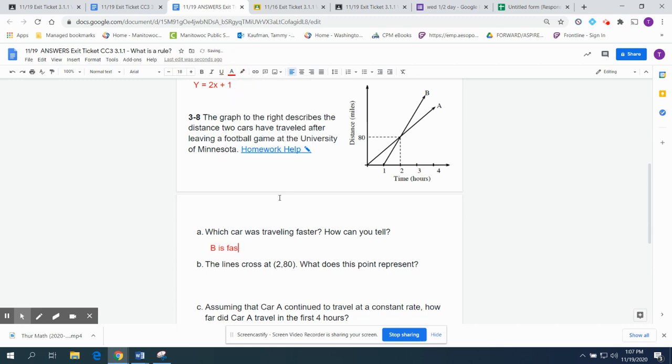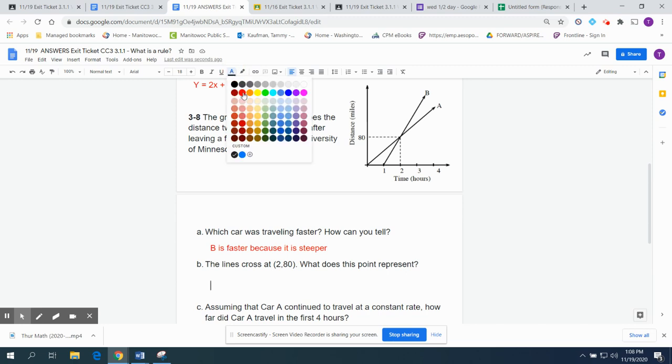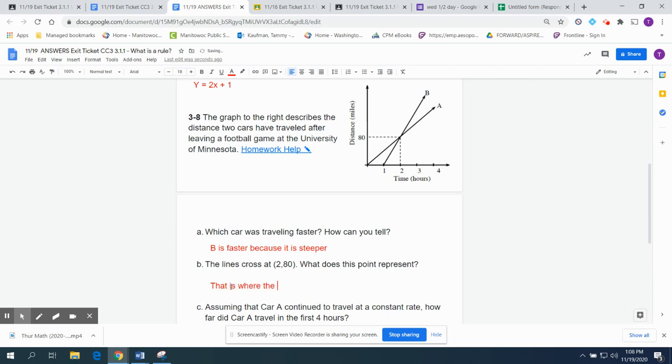B is faster because it is steeper. That line is steeper. The line crosses at 280. What does that point represent? Well, that is where the cars are at the same point at the same time, right? So they meet there. They actually are meeting there.